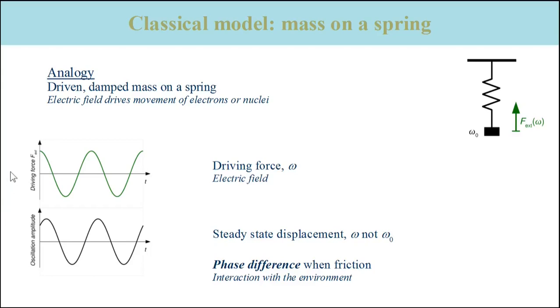The driving force is depicted as a cosine function in green. The black curve is the oscillation of the spring. It is also described by a sinusoidal function with the same frequency ω as the driving force. Note, however, that the spring movement lags behind the driving force. This happens when there is friction between the mass and its surrounding, which corresponds in spectroscopy to interaction between atoms and the environment. One says that there is a phase difference between the movement of the driving force and that of the spring. The phase delay occurs because resistance due to friction has to be overcome.